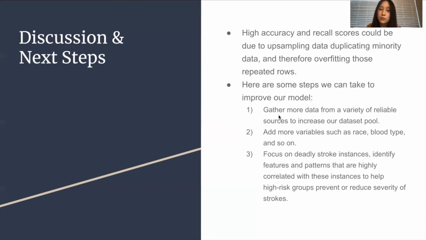First, we can gather more data from various sources to increase our dataset pool. Secondly, we can add more variables and features such as race, blood type, and so on. And finally, we can focus on the deadly stroke instances by identifying features and patterns within those groups.